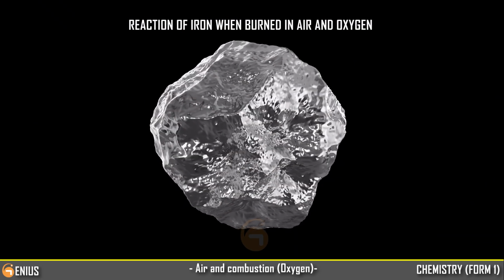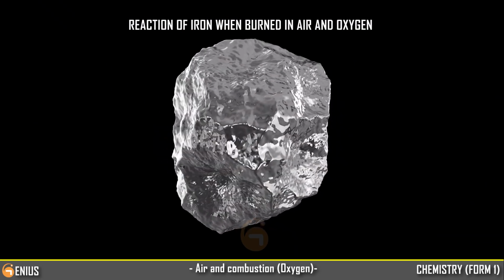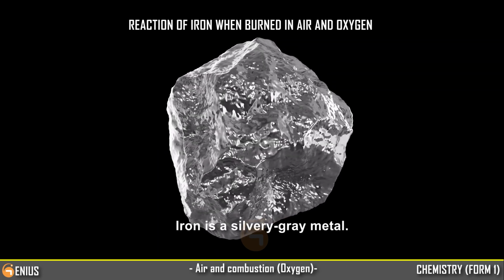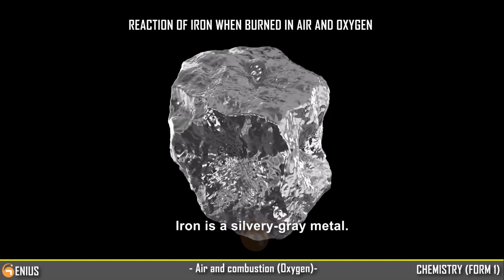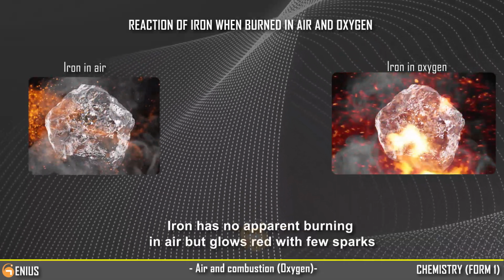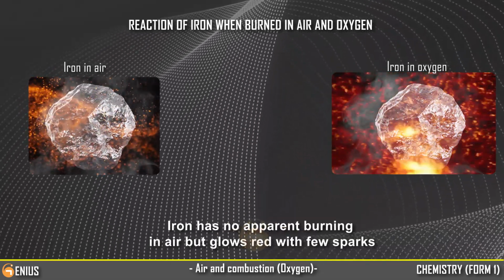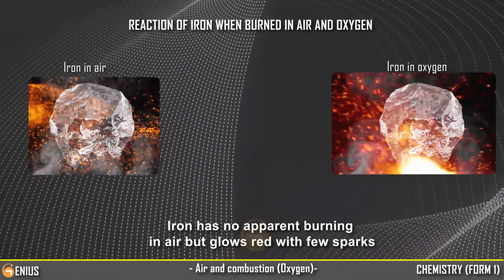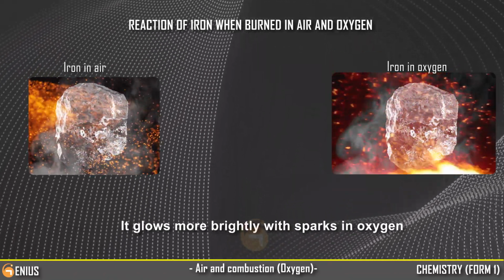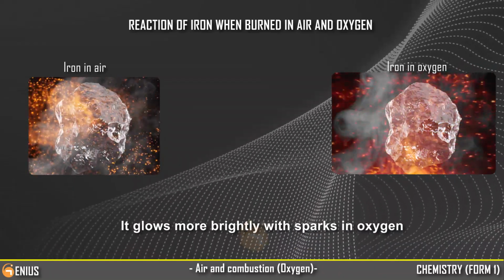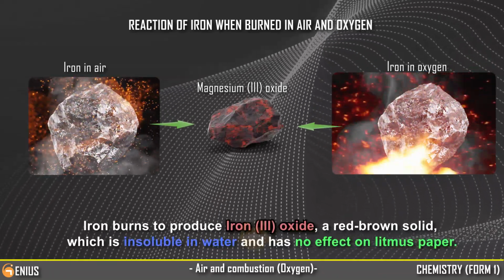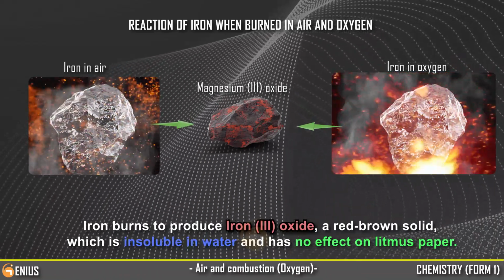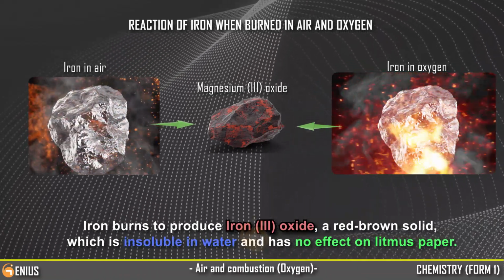Reaction of iron when burned in air and oxygen. Iron is a silver-gray metal. Iron has no apparent burning in air but glows red with few sparks. It glows more brightly with sparks in oxygen. Iron burns to produce iron(III) oxide, a red-brown solid, which is insoluble in water and has no effect on litmus paper.